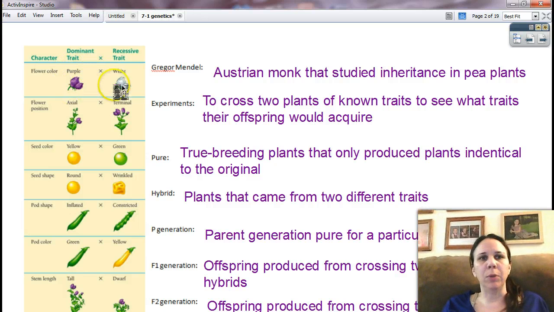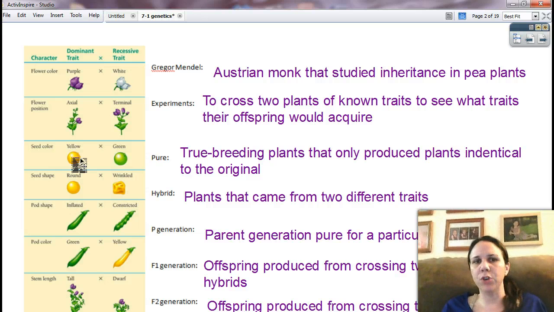So like he mixed purple and white, they all came out purple. He mixed axial and terminal, they all came out axial. He mixed yellow and green, they all came out yellow. And he thought this was really weird. Where did the other trait go? I don't know. Let's see.